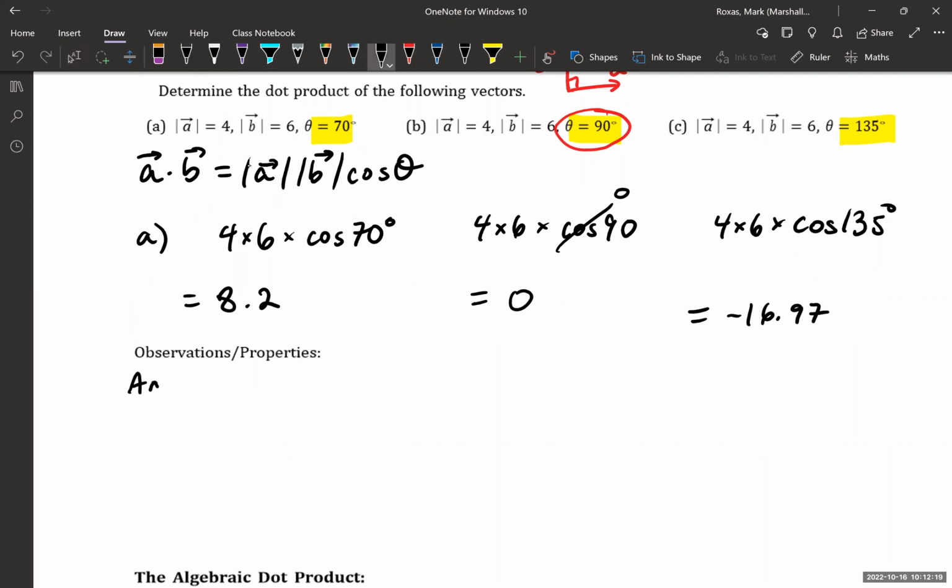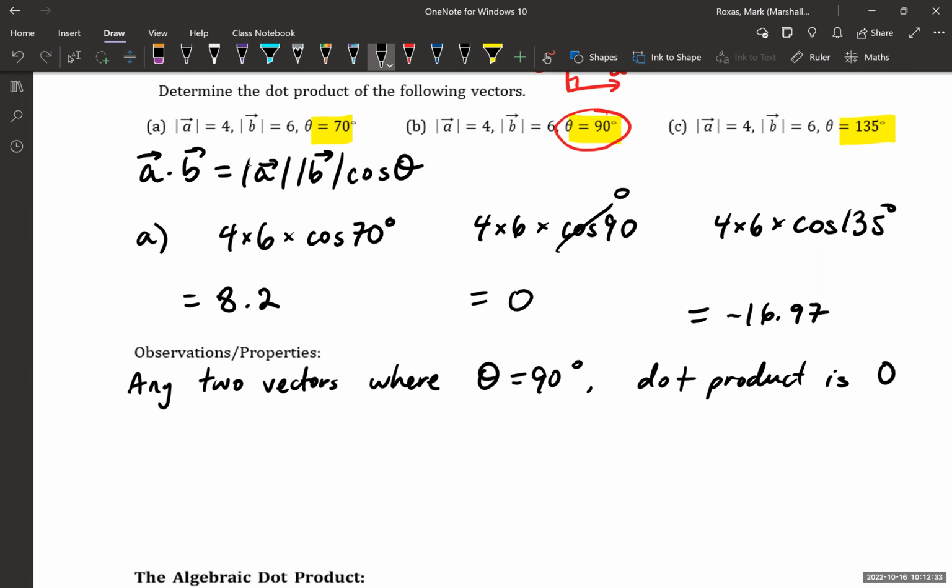Any 2 vectors where theta equals 90 degrees, the dot product is 0, okay? Or the reverse, if the dot product of something is 0, then you can be assured that the 2 vectors that make that dot product are perpendicular, okay?